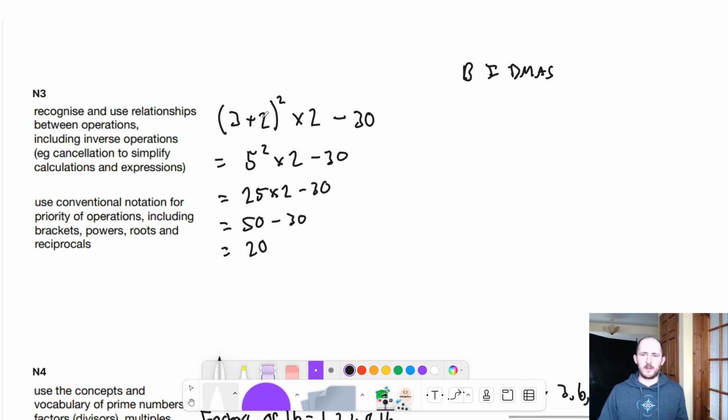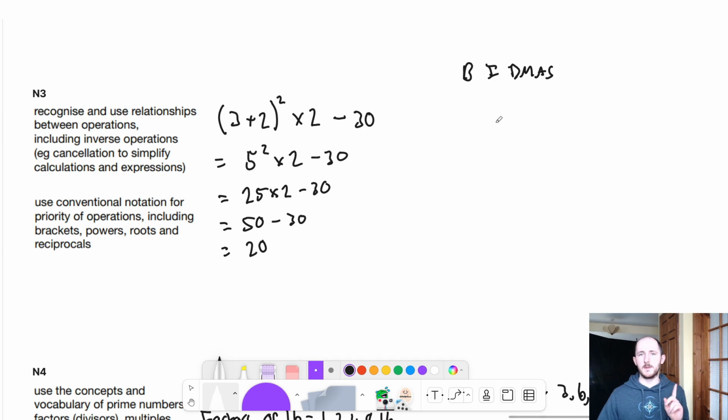These questions float around like Instagram and TikTok quite a lot, where they give you something like this, and then people argue about it in the comments. Just always remember BIDMAS, and then you can flex on random people on the internet if you really want to. But that is that, okay? Just need to make sure you do these first.